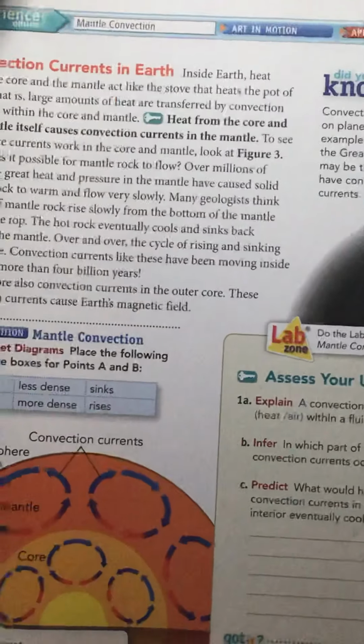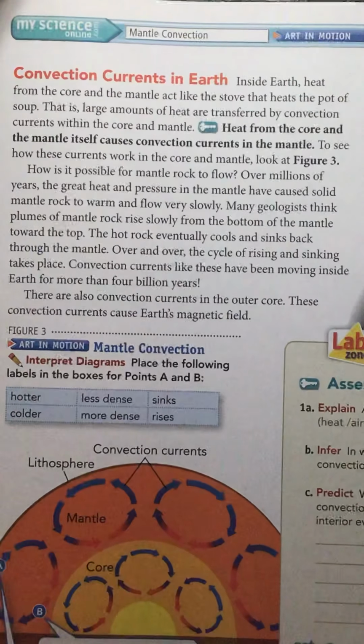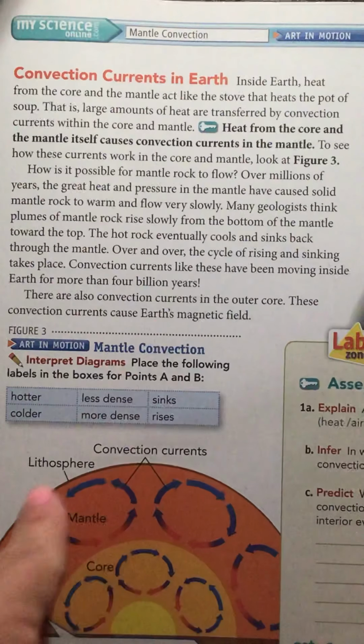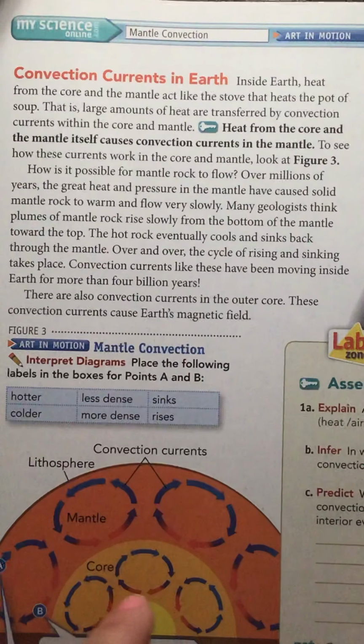Convection currents in the earth. Inside Earth, heat from the core of the mantle acts like the stove that heats the pot of soup. That is, large amounts of heat are transferred by convection currents within the core and mantle. Key fact: heat from the core and the mantle itself causes convection currents in the mantle. So the hot liquid here creates movement in here, and they have all of these convection currents.